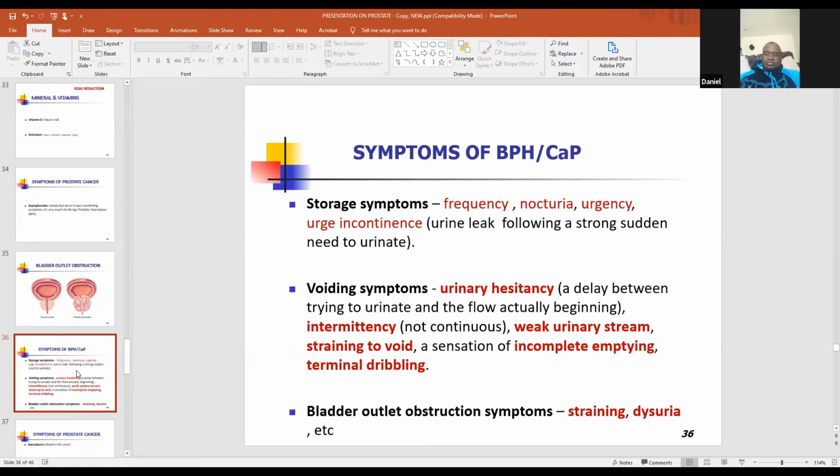Then we come to straining. Now, from what we've explained so far, we realize that since there is hesitancy, there is delay, and again, there is that strong urge to pass the urine, obviously you will strain. So it's a very common symptom for people with prostate conditions. So there's straining just in an attempt to void the urine. Then again, there's a sensation.